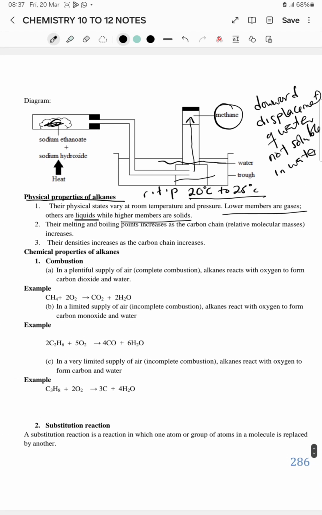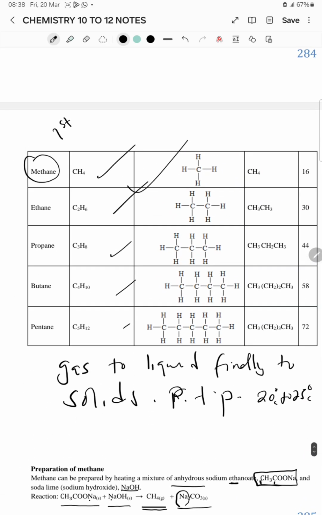So now the second physical property: their melting and boiling points increase as the carbon chain, which is the relative molecular mass, increases. So their melting point and boiling point increases as the carbon chain increases. Are you seeing here? We have one carbon here. Here the carbon chain is increasing. Look at here. So the carbon chain is increasing.